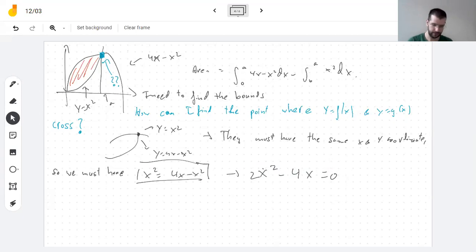What is the solution to this? I guess I could divide by 2. How do I solve this equation? It's a degree 2 equation.